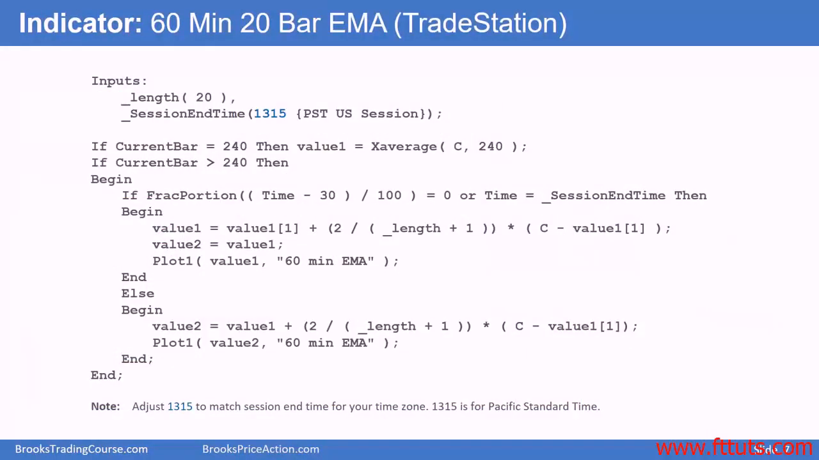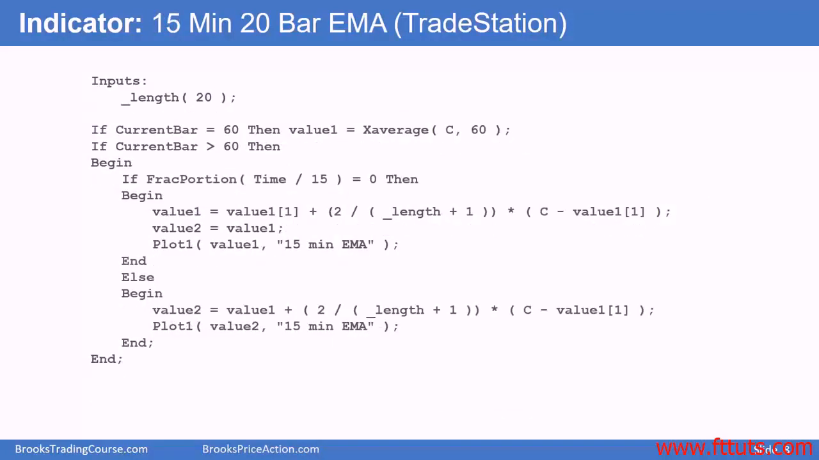I mentioned that I wrote a formula or an indicator in TradeStation that allows me to plot pretty accurately the 60-minute 20-bar exponential moving average on a 5-minute chart. You cannot simply copy this and paste it into TradeStation because of hidden formatting codes. So you have to type it out, every little character one at a time. This is a comparable indicator. It allows me to plot the 15-minute 20-bar exponential moving average on the 5-minute chart.